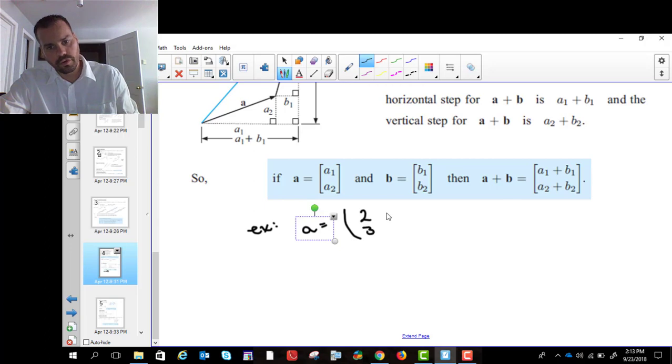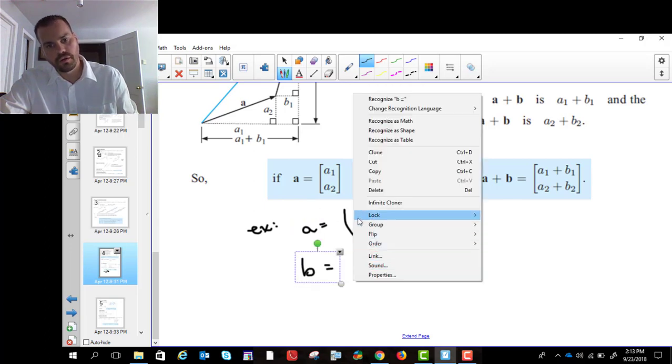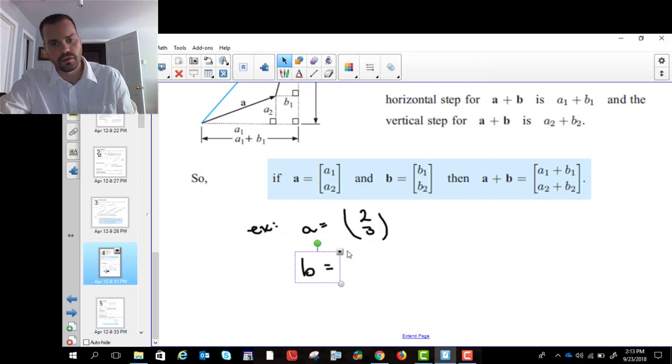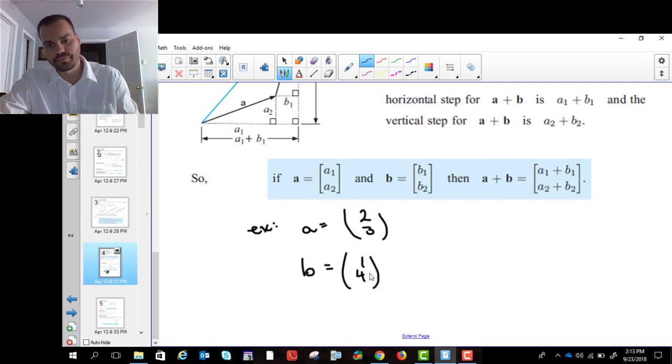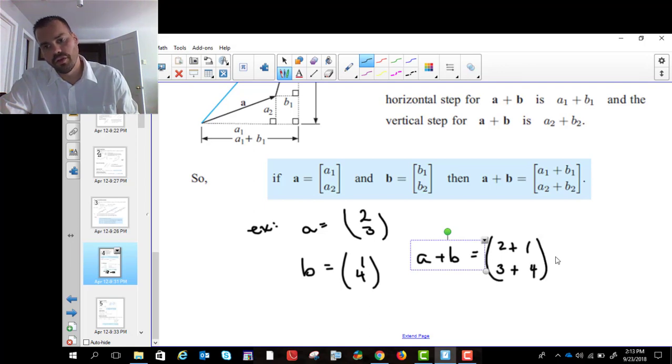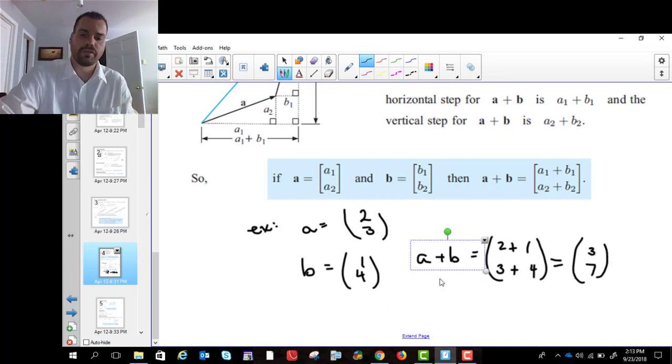So 2 and 3, and then let's say B is 1 and 4, there we go. So then A plus B becomes 2 plus 1 and 3 plus 4. It's very simple, even though trying to get it written down doesn't appear to be simple this afternoon. My hardware is malfunctioning. But there's the example.